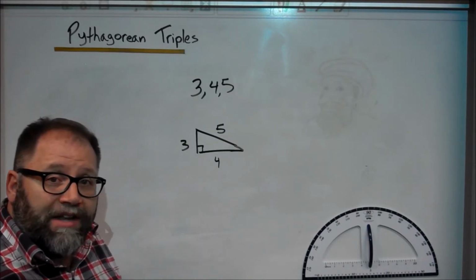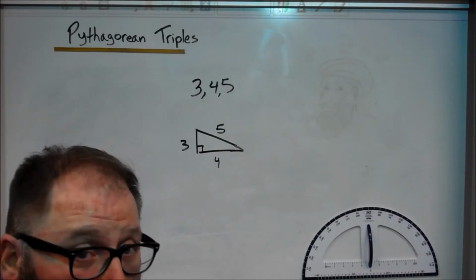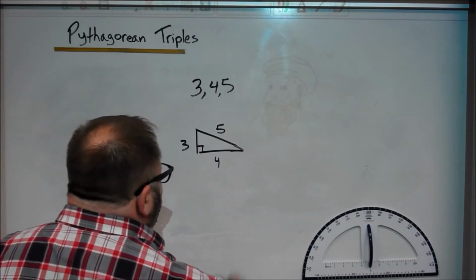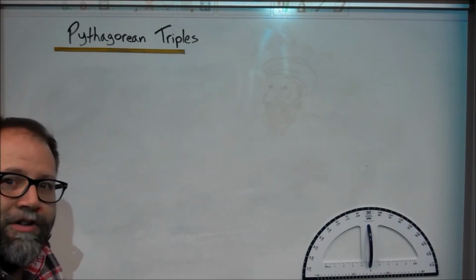So let's take a look at some more of the Pythagorean triples that there are, and we'll just make a short list of these. Oh, he moved again. Get out of the way, creepy Pythagoras. What are you doing?